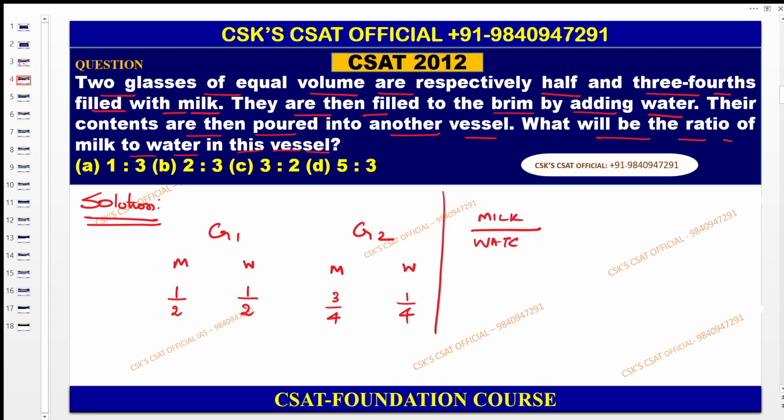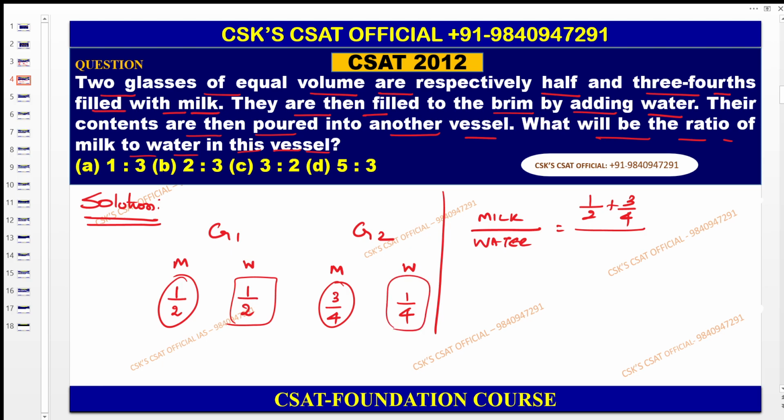Now add up the milk part here: 1 by 2 plus 3 by 4. So here milk part by water part, 1 by 2 plus 1 by 4. Take LCM. Numerator 4: multiplier 2 times plus 3. Denominator also 4, so 2 plus 1. 4 gets cancelled, which is equal to 5 by 3. So therefore milk to the water ratio is 5:3.